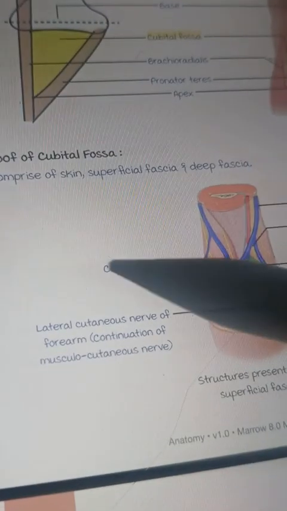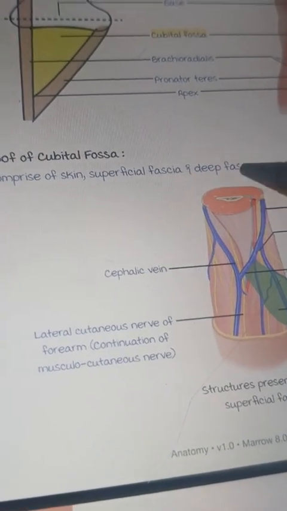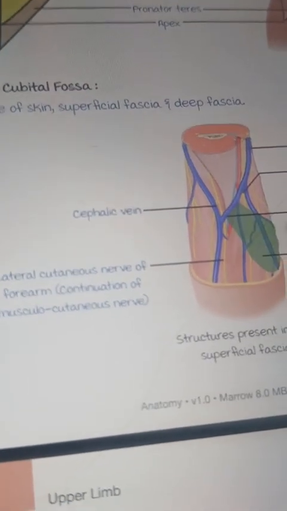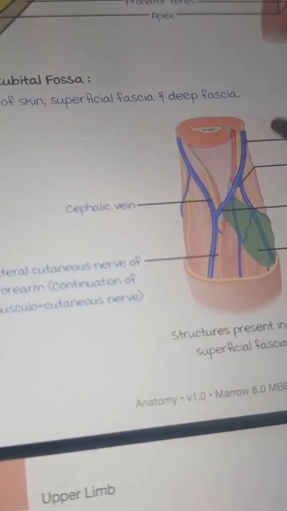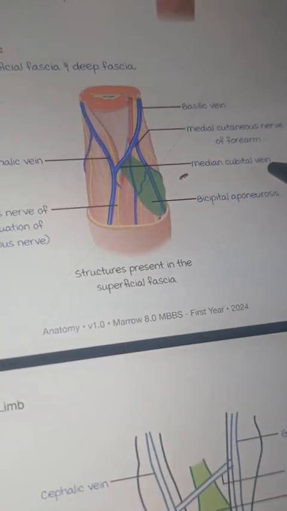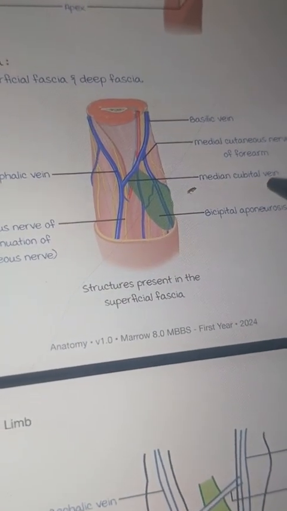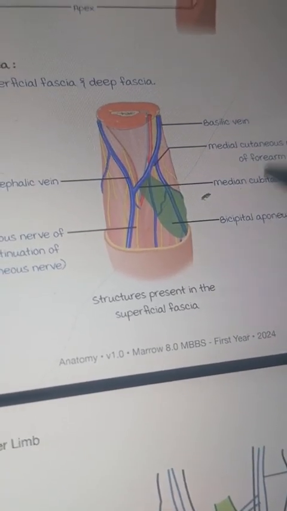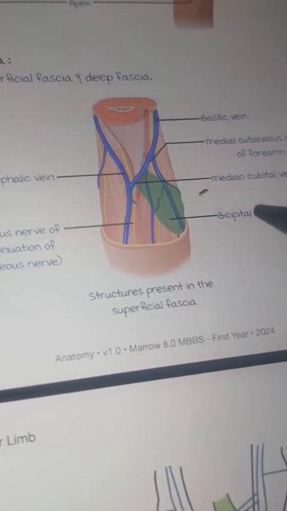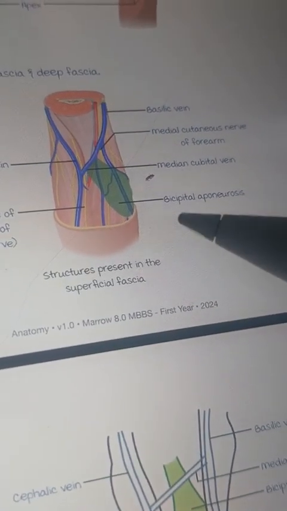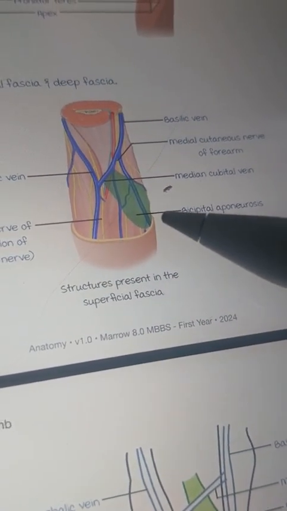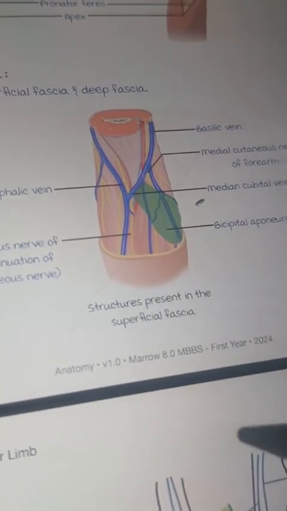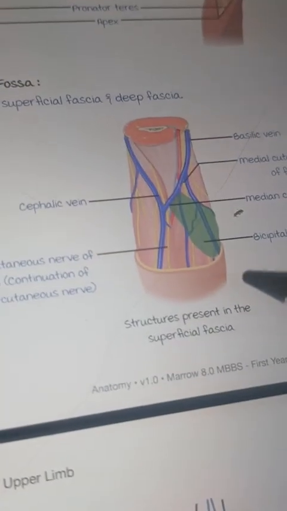Talking about the roof of the cubital fossa: it comprises skin, superficial fascia, and deep fascia. What is this? That's the cephalic vein, which passes through the cubital fossa. Then the basilic vein. Then we have the medial cutaneous nerve of the forearm and the medial cubital vein. Can you see? That's the bicipital aponeurosis.